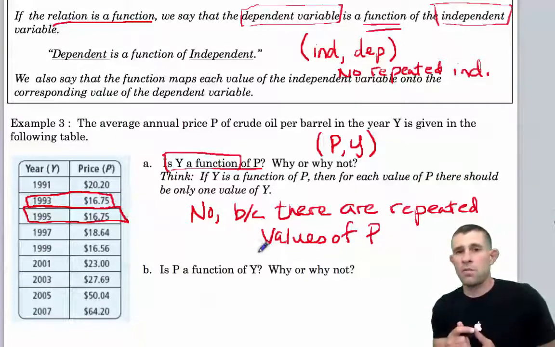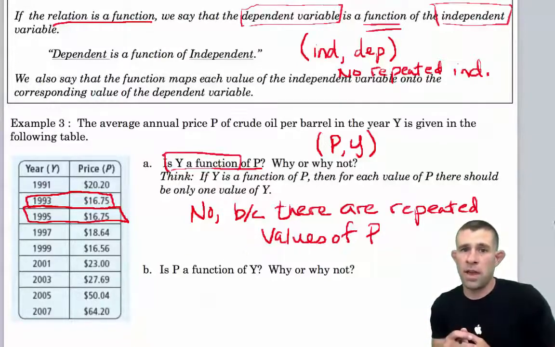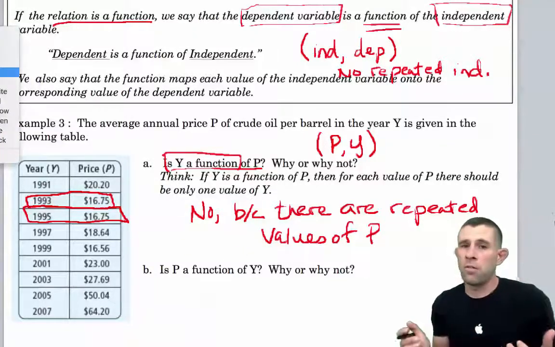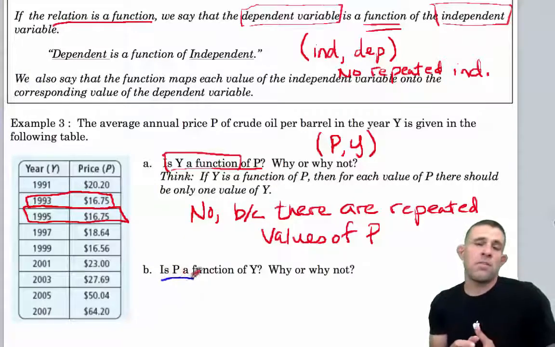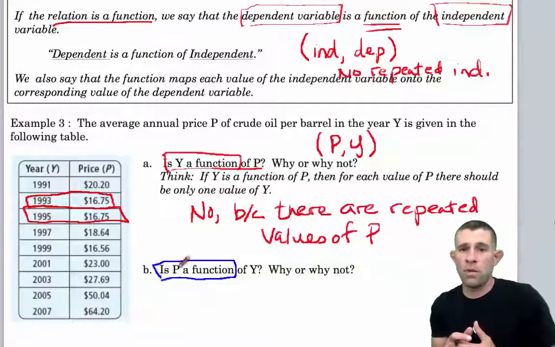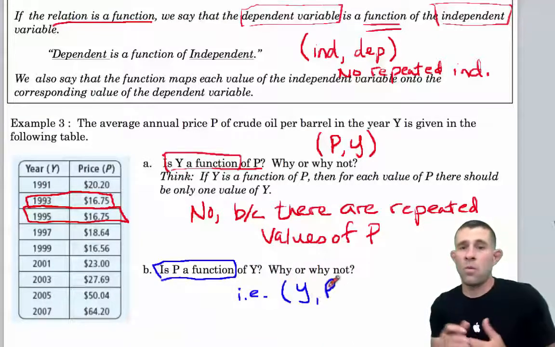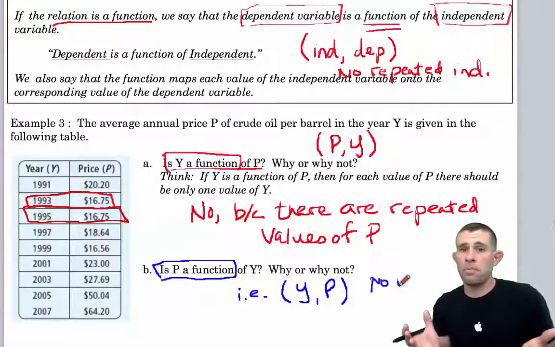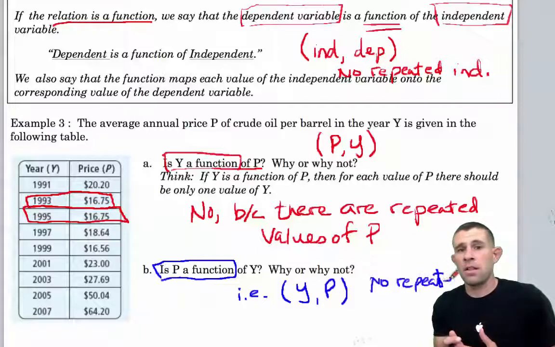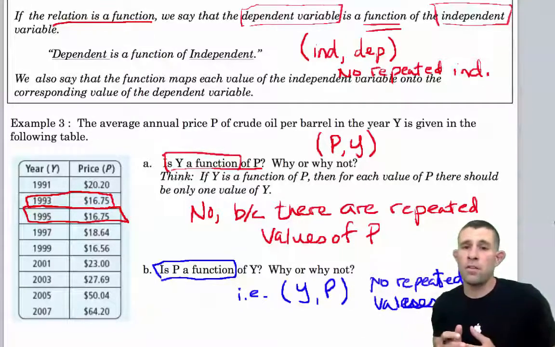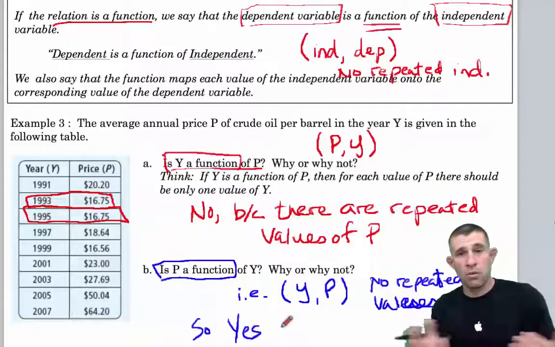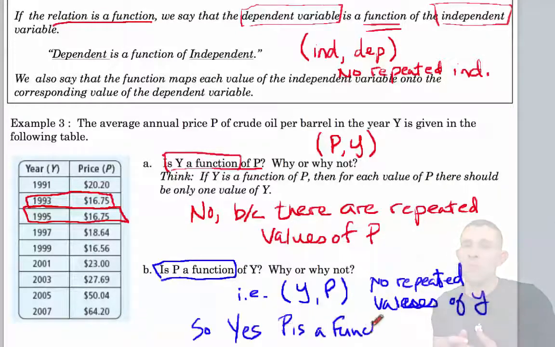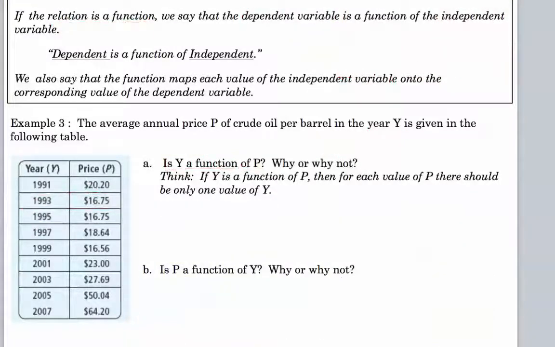Now the second part of this question flip-flops those two variables and asks, well, is p a function of y? In other words, if I were to write this out as an ordered pair, I would write it out as y comma p. Now y is my independent variable. So if I scan my list of y values, I see that there are no repeated y values. And therefore, because there are no repeated y values, I can determine that yes, p is a function of y.